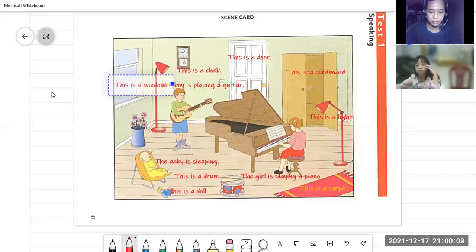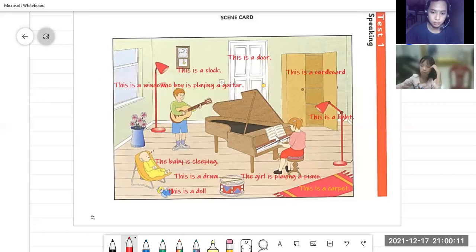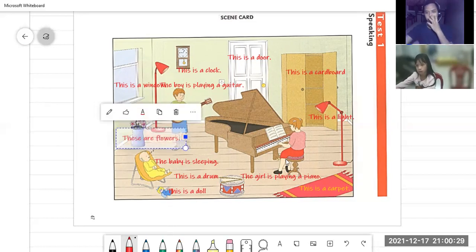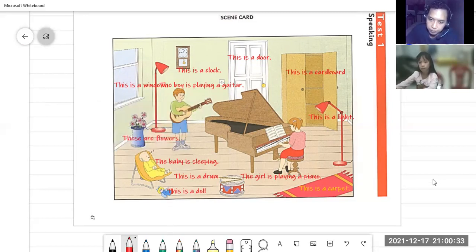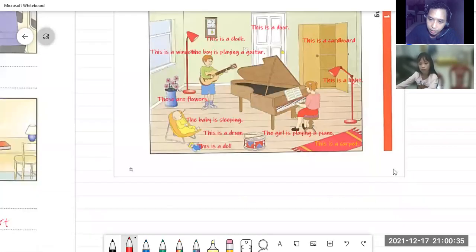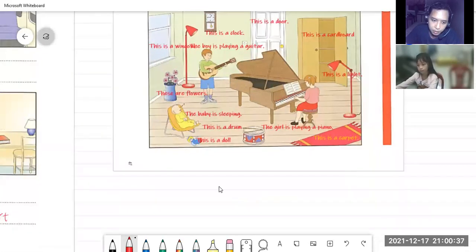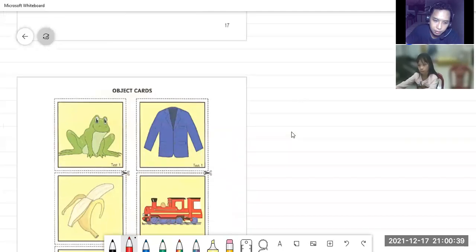Okay, next. These are flowers. Flower. Okay, these are flowers. Okay. Next, object card.